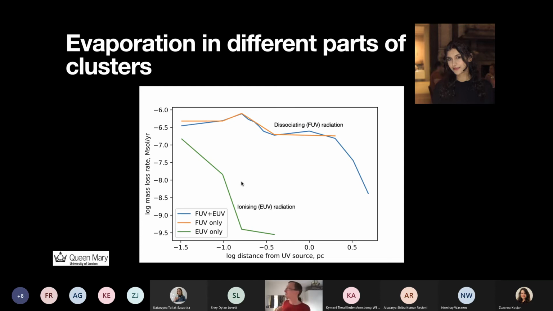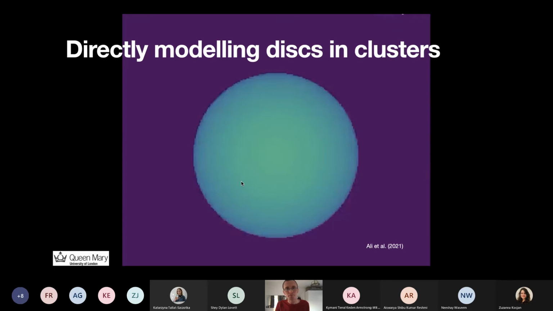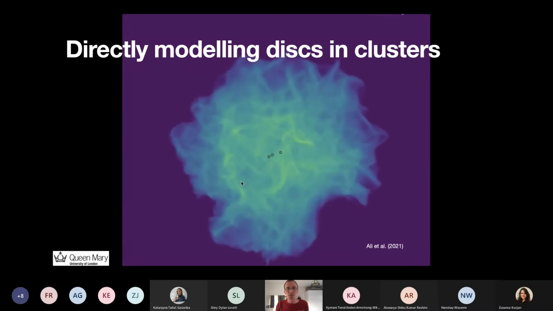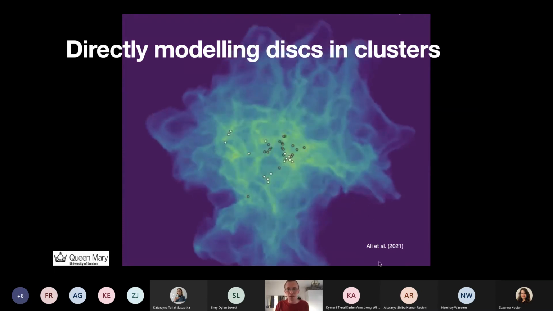And I'm not going to go into the details of why that is, but this is interesting because it tells us what's driving the mass loss from disks in different parts of clusters. And then the last shiny project is to do with Lynn, who's the PhD student just starting with me. So she's taking simulations like this one by Ahmad Ali.